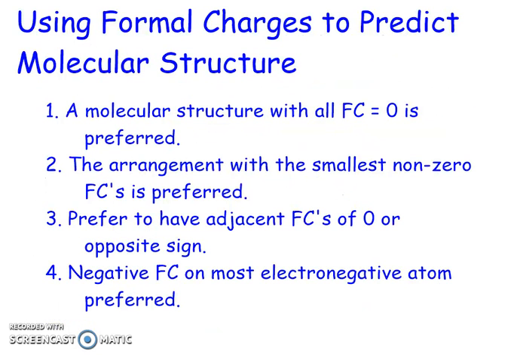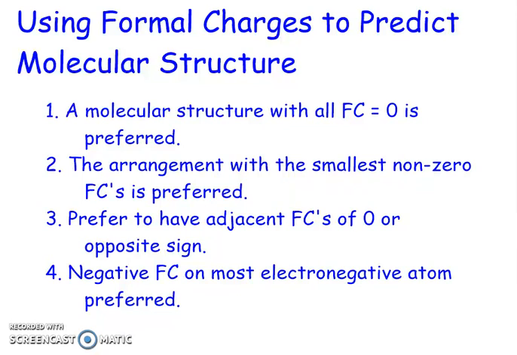Formal charges can be used to help predict the molecular structure. So often there's more than one Lewis dot diagram that could potentially be drawn, and we can use formal charges to determine which of them is a more accurate representation of what the actual molecule looks like. The first rule is a molecular structure with all formal charges equaling 0 is preferred. So if we can have formal charges of 0, that's the structure we want. However, if we can't, then we're going to start looking at rules 2 through 4.